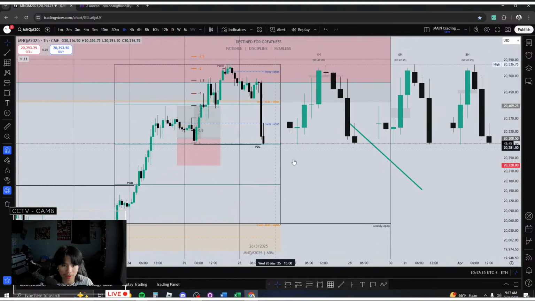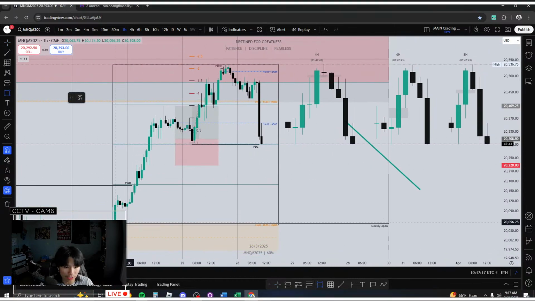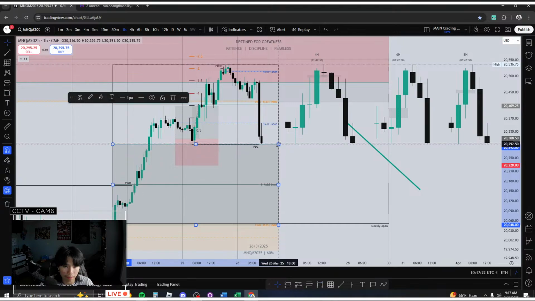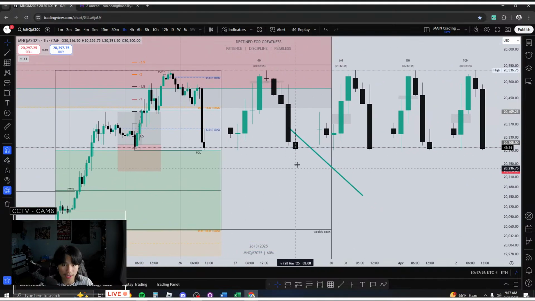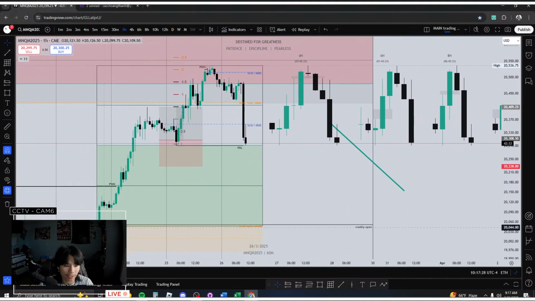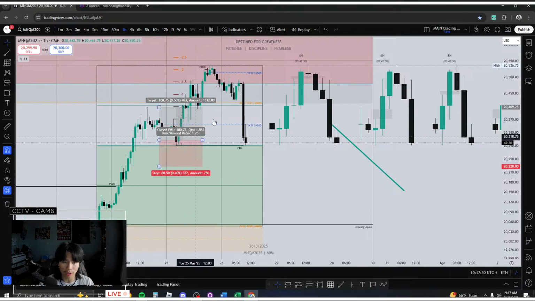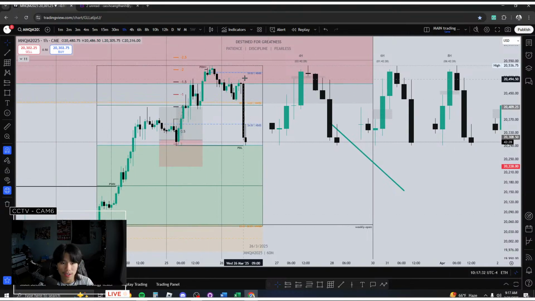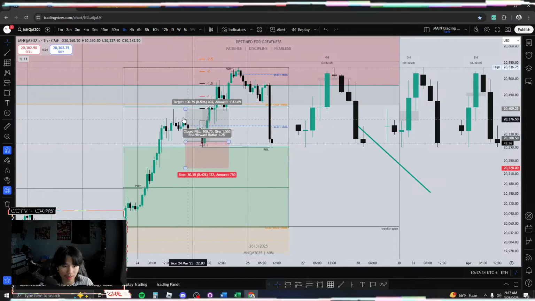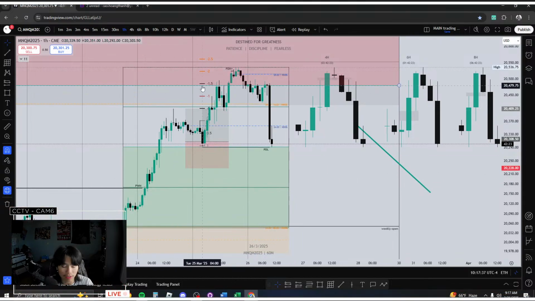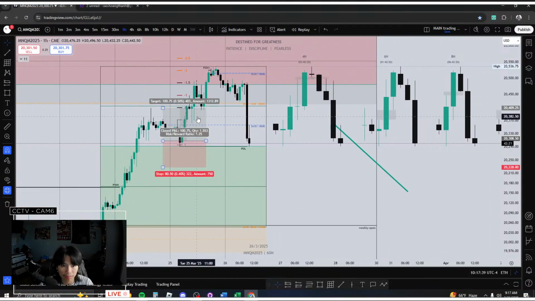And actually coming into this morning, I wanted to see us retrace back into the discount of this dealing range here. I guess you can say it's a 4-hour dealing range, 8-hour dealing range, whatever you guys want to say. Within this dealing range, there's the discount, there's premium, and prices are always going to want to be selling in premium and buying in discount, right?